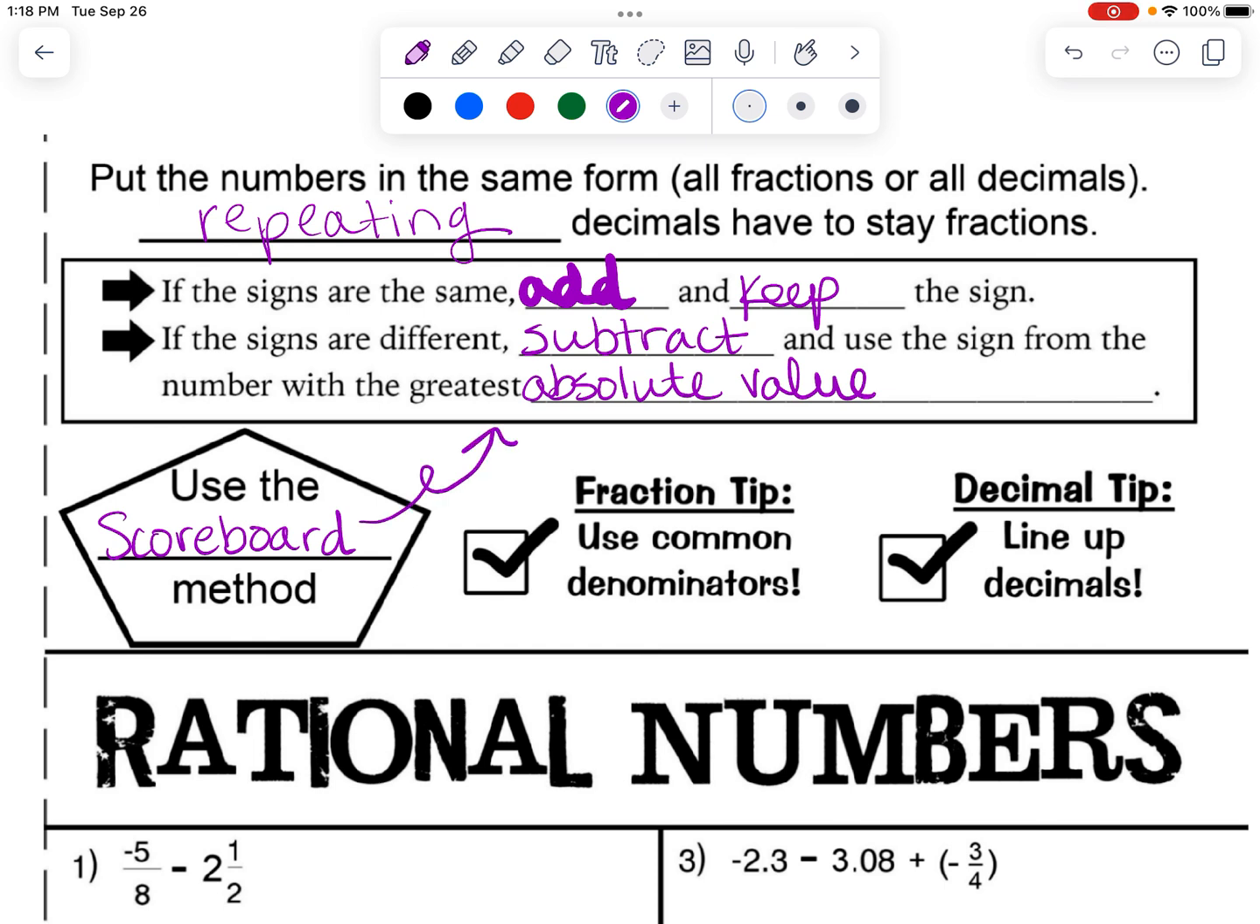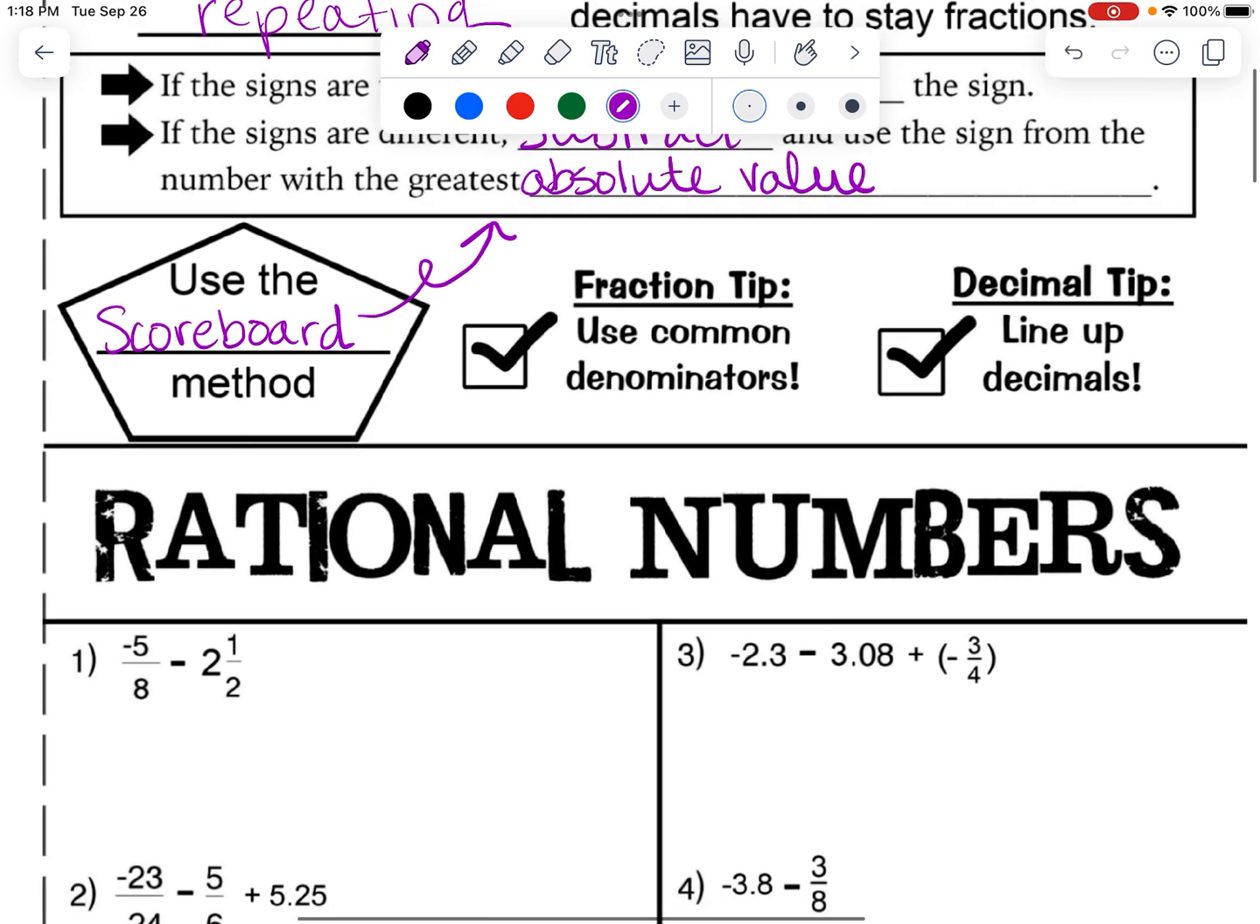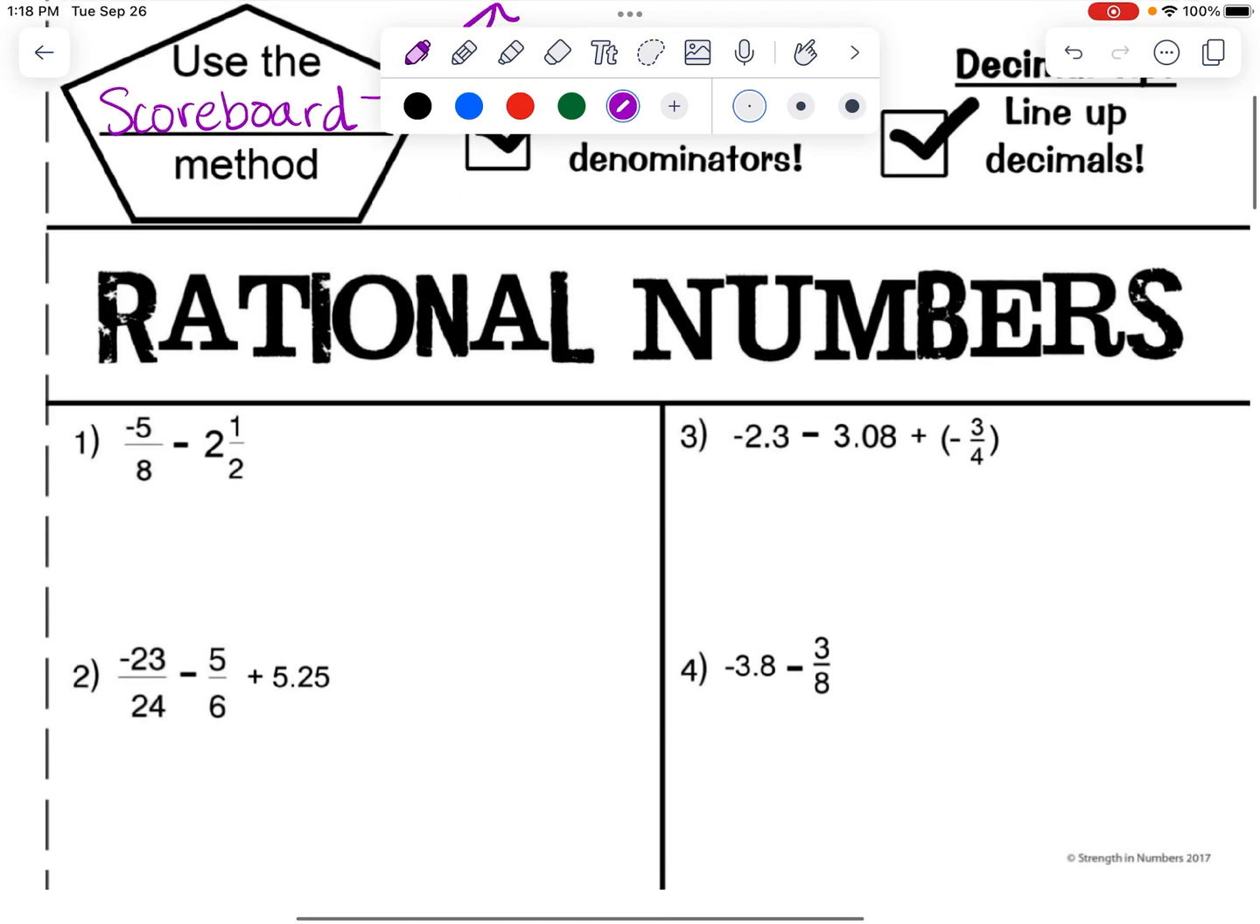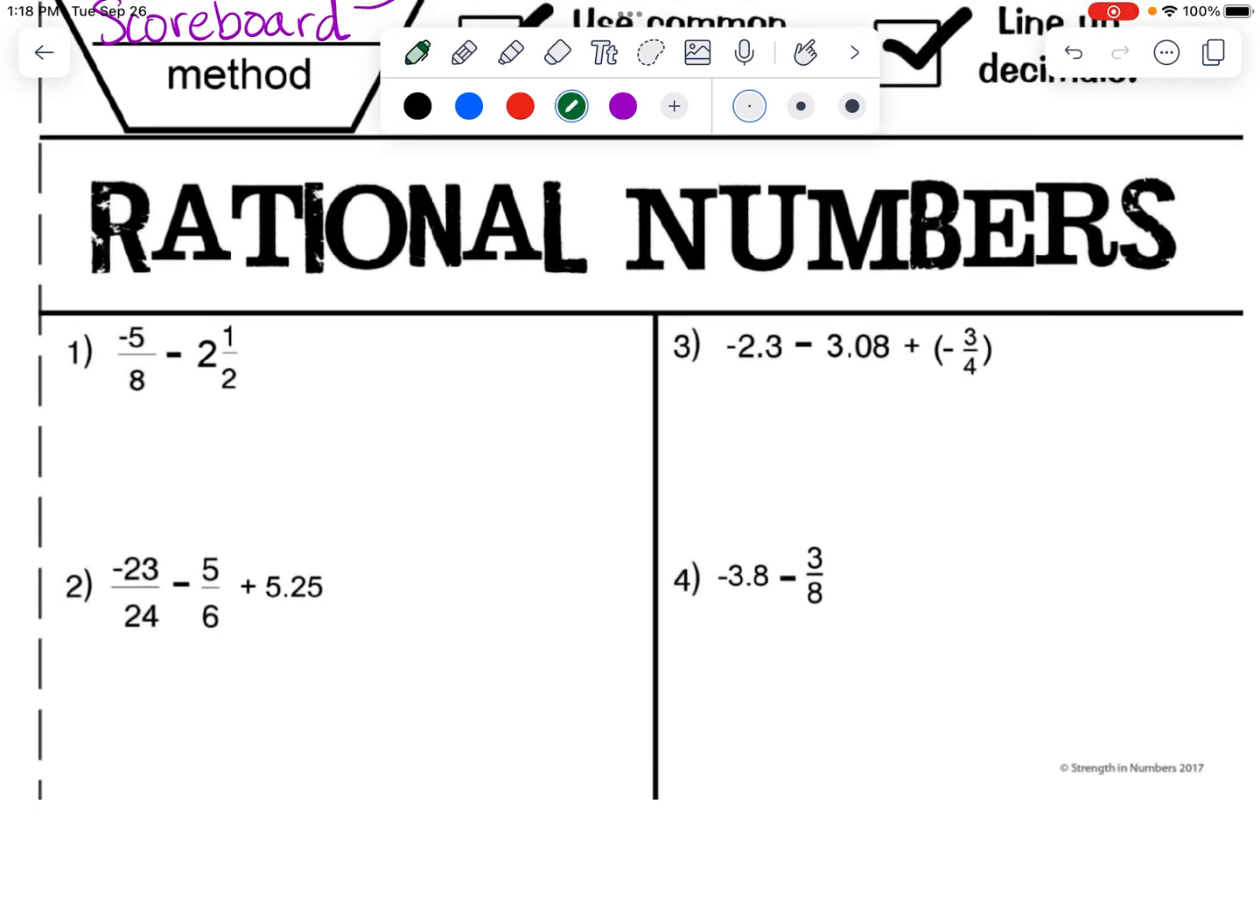Remember to have common denominators if you're using fractions and line up decimals if you are doing the decimal operations out on paper and not on your calculator. Let's dive right in. So let's look at number one.